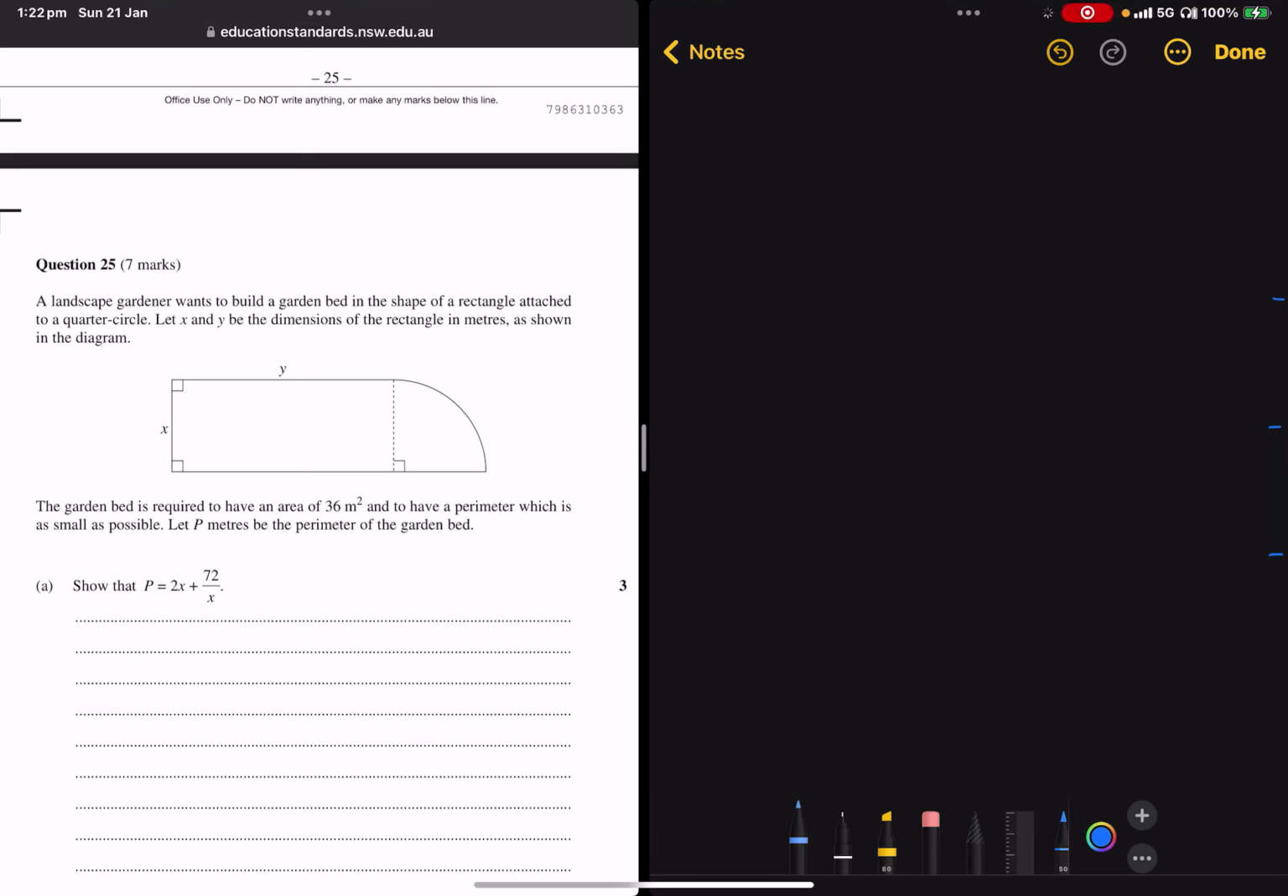So we're going to have another look at a question. This comes from the 2020 HSC Advanced Maths paper. So this is question 25. We're told a landscape gardener wants to build a garden in the shape of a rectangle attached to a quarter circle. That's important. We know the area of a rectangle, we know the area of a circle, so we know these areas.